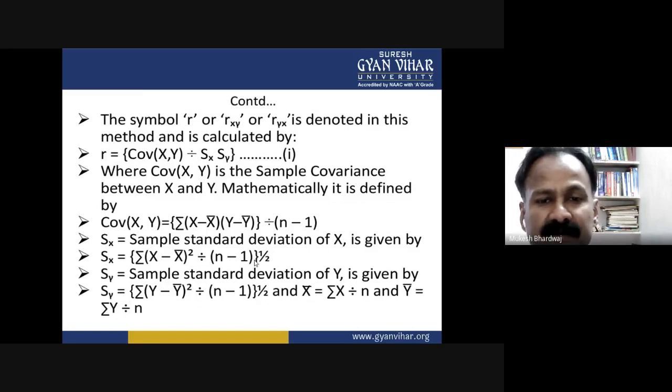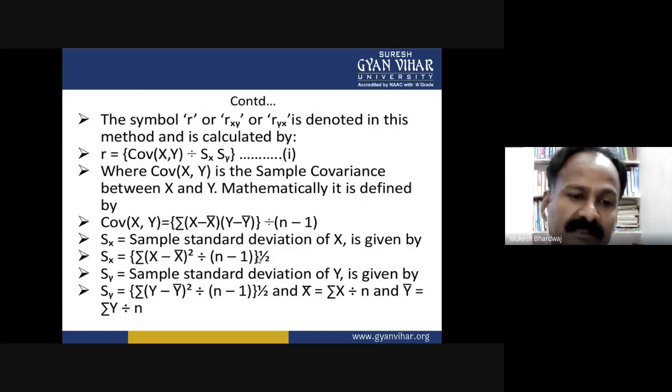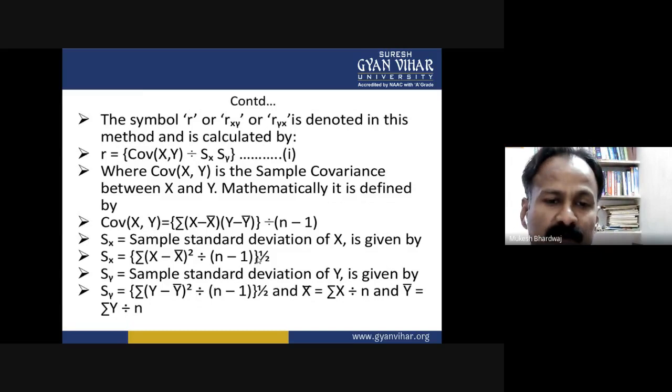Sx is the sample standard deviation of x, given by Sx equals the square root of summation of (x minus x bar) whole squared divided by n minus 1. Sy is the sample standard deviation of y, given by Sy equals the square root of summation of (y minus y bar) whole squared divided by n minus 1. And x bar equals summation x divided by the number of observations, and y bar is the summation y divided by the number of observations, that is, the means.